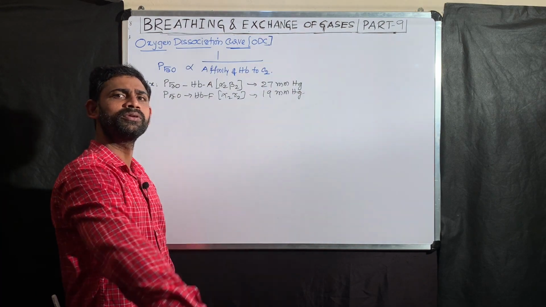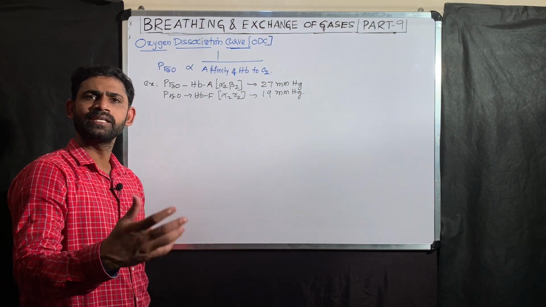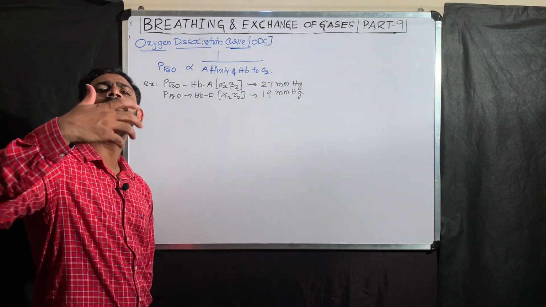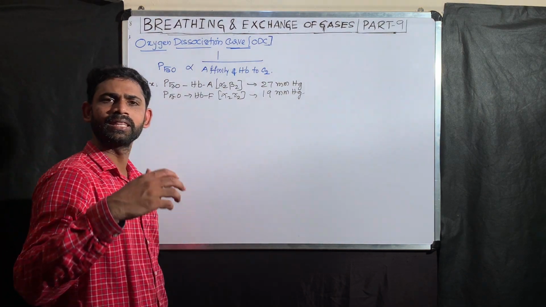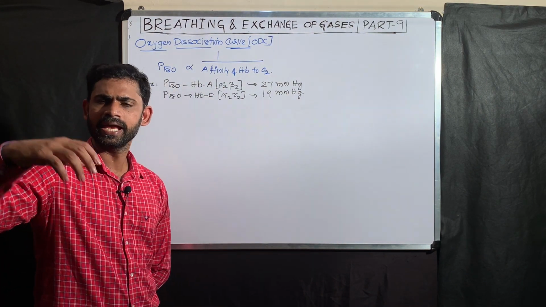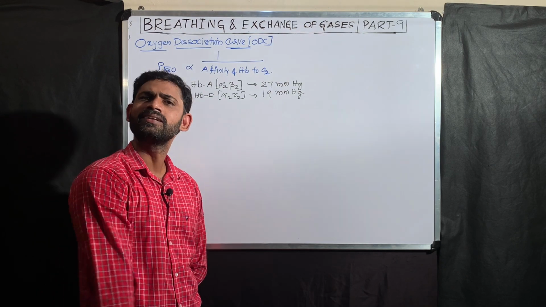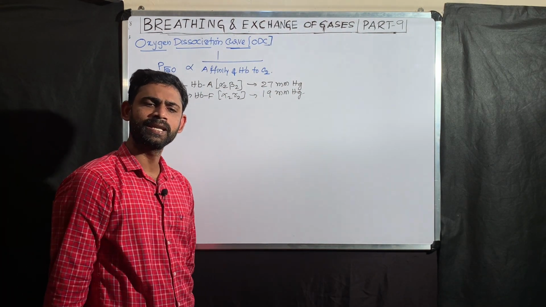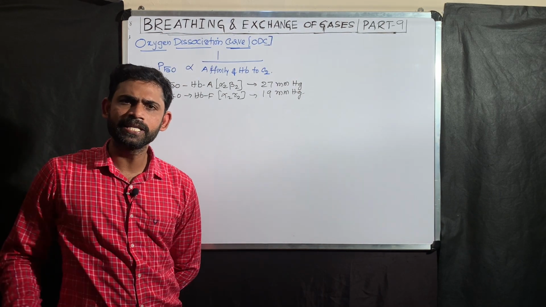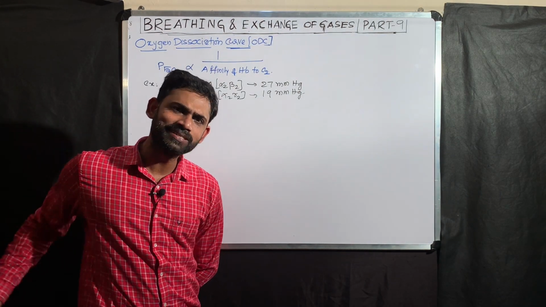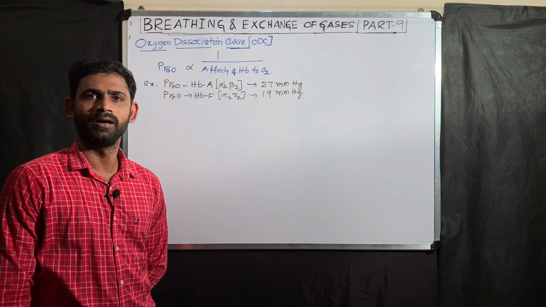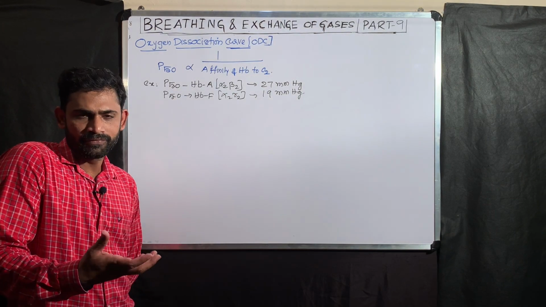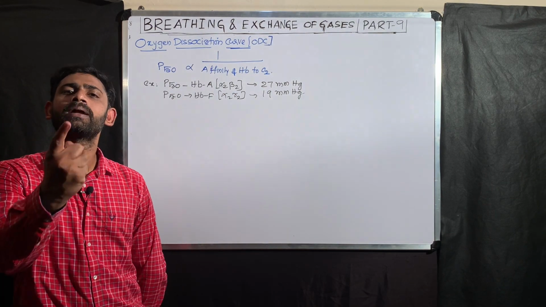With this, what do you need to understand? How the fetus acquires oxygen from the mother. When HbA carries oxygen towards the placenta, because HbF has more affinity towards oxygen, it automatically attracts or takes the oxygen from the mother. That is why the fetus gets more oxygen from the mother.